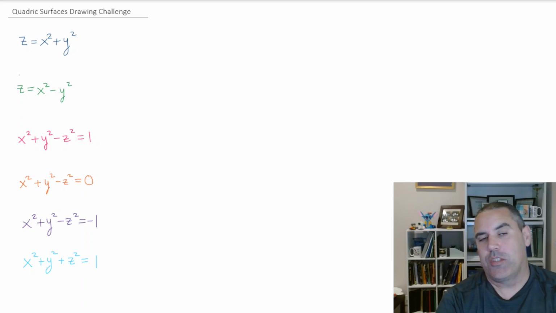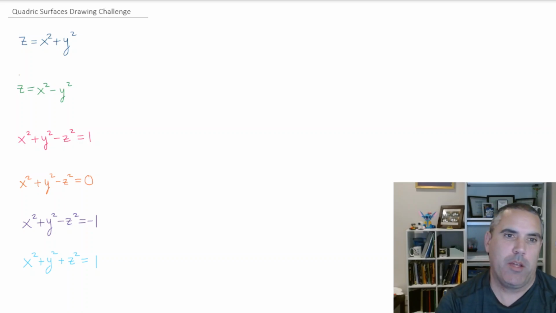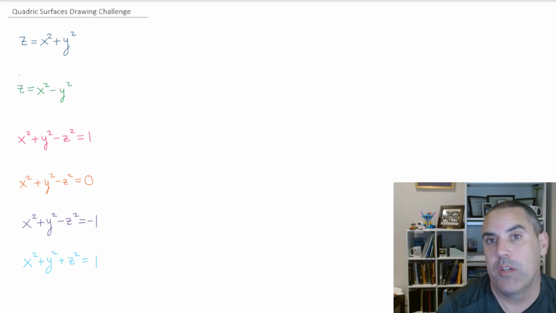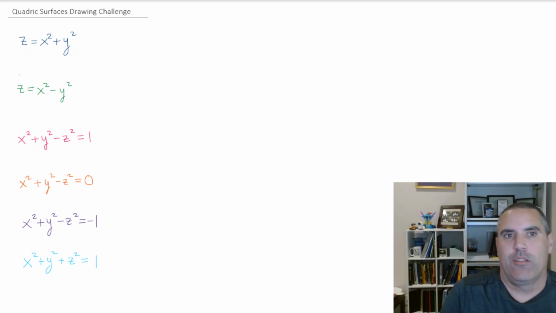We don't force students to draw quadric surfaces in our class. We do ask them to identify them and be able to think about them. But a student came up the other day and said, how would you draw some of these? Would you use the traces? And so that got me researching a little bit. There are many people online who talk about different ways to draw these, and I've gone through some of them.